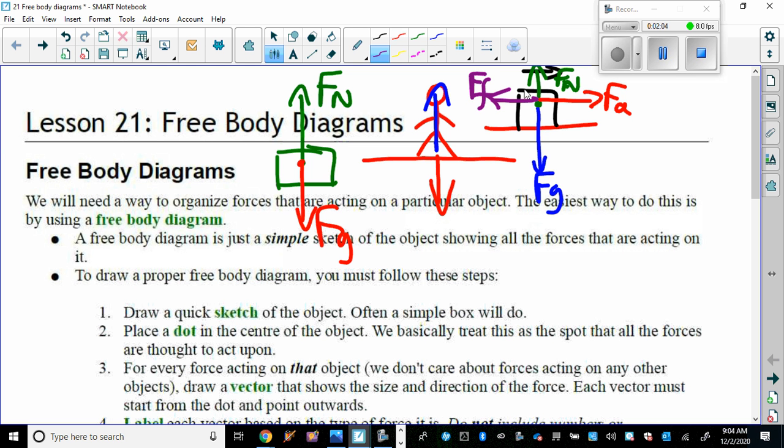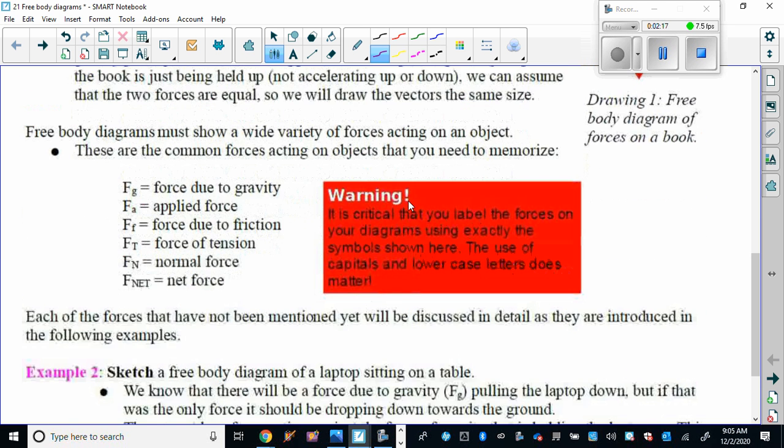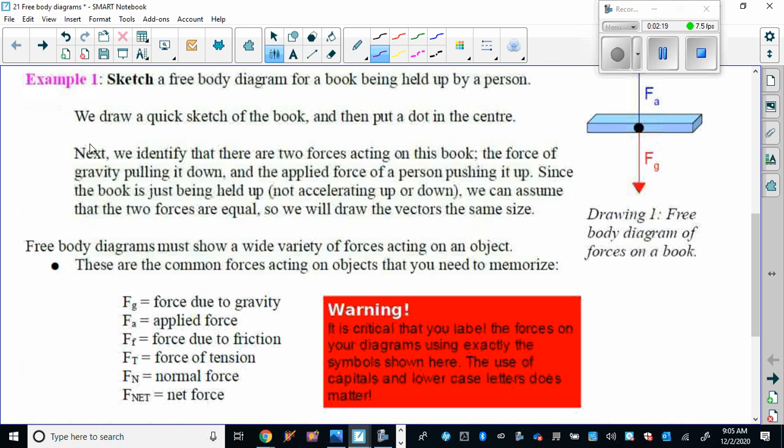Actually, my applied force should be bigger than my friction force if the object is accelerating. If the object is not accelerating, then they're going to be the same size. And we'll discuss that further as we go on. So here we go. You can read over the notes. There's example 1. We just did that here.